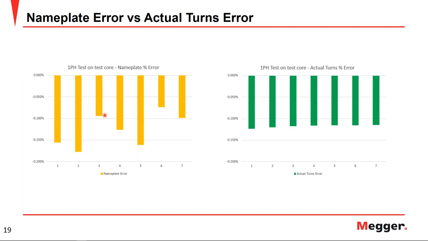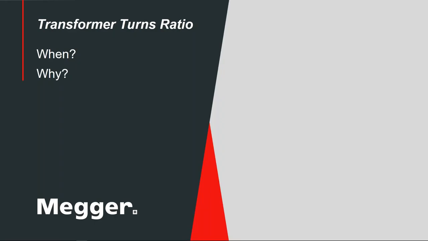So just because you see this kind of change in percent error over taps does not indicate a problem with the transformer. It's just that the nameplate percent error is going to deviate more than the actual turns error. And you're not going to have access to this actual turns error. The only people who will have access to this are the transformer manufacturers. So I just wanted to bring that up before we get into the why and the when of transformer turns ratio testing.